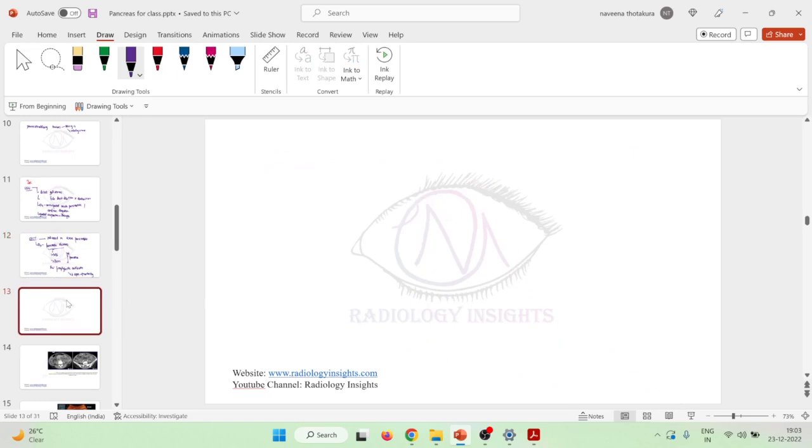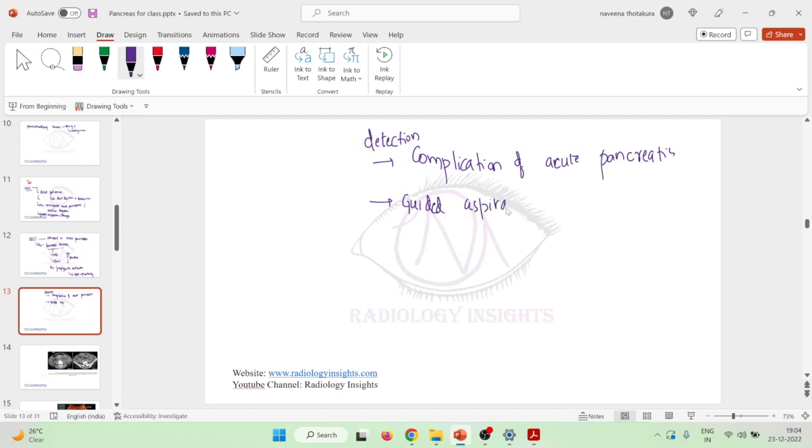Then, computed tomography is also used to detect the complications of pancreatitis. There are many complications of pancreatitis, and these can be detected with the help of CECT. It can also be used to diagnose other conditions which might mimic pancreatitis. It can be used for guided aspiration and drainage also.